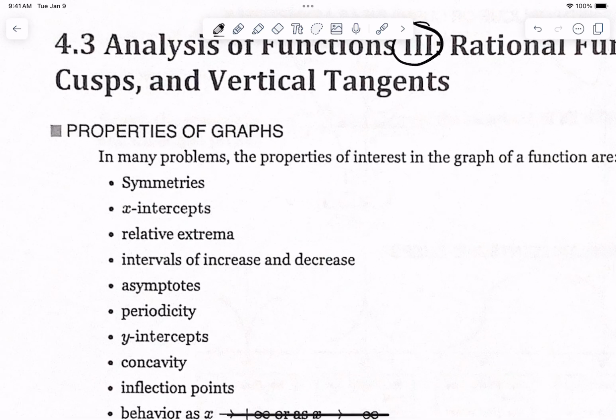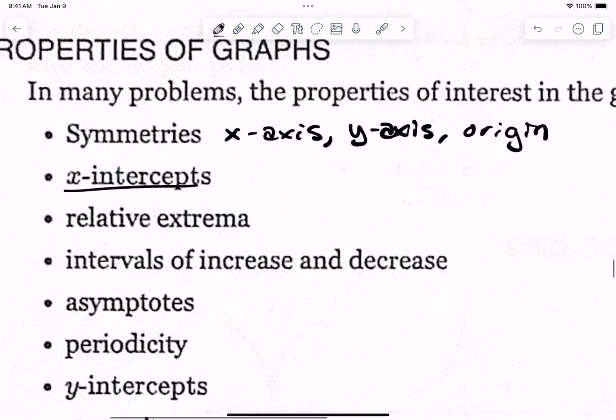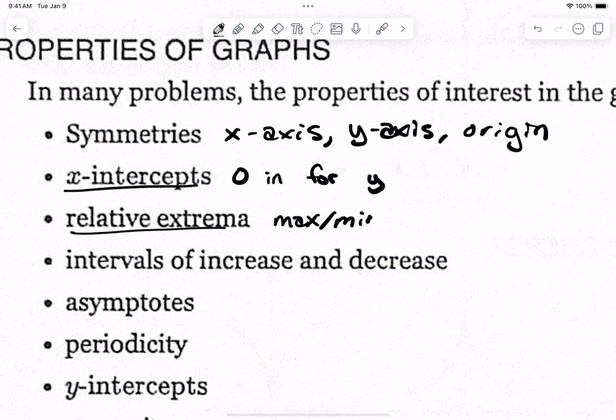In many problems, the properties of interest in the graph or the function are symmetries. We can have x-axis symmetry, y-axis symmetry, or origin symmetry. X-intercepts: how do you find x-intercepts? You plug in 0 for y. What does it mean when it says relative extrema? Maxes and mins. Intervals of increasing, decreasing, that's the first derivative again.